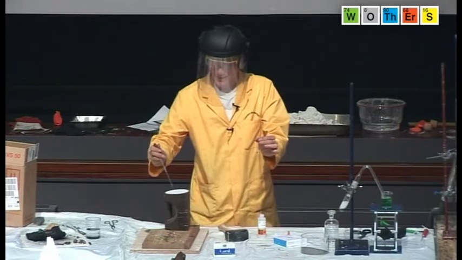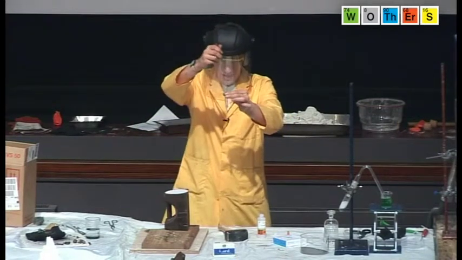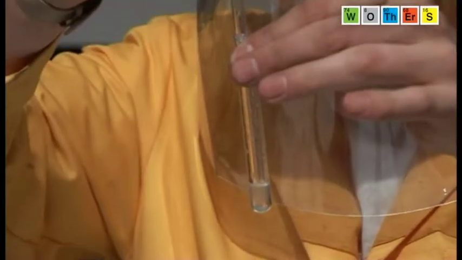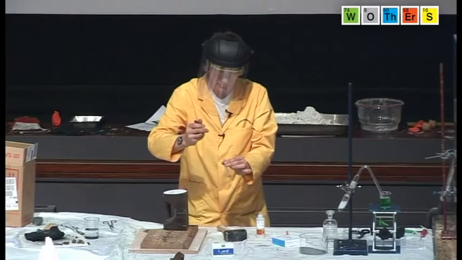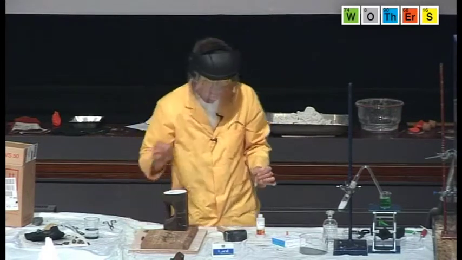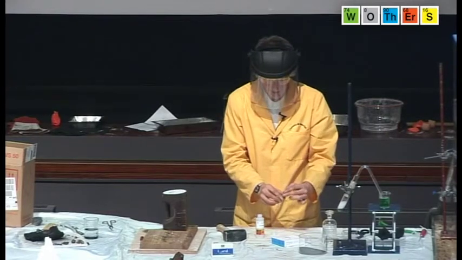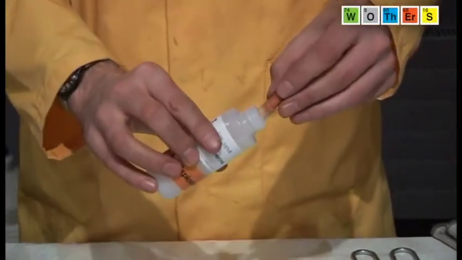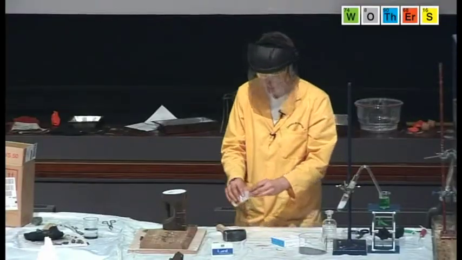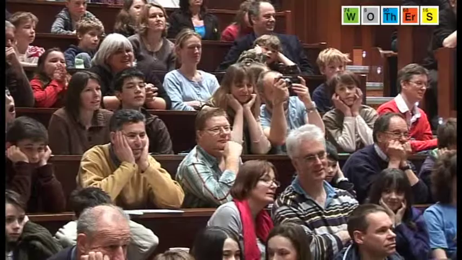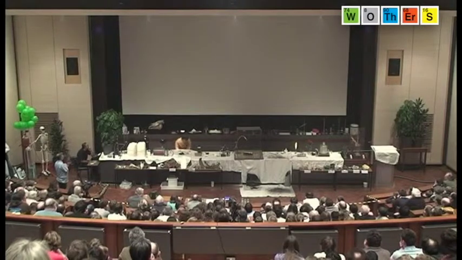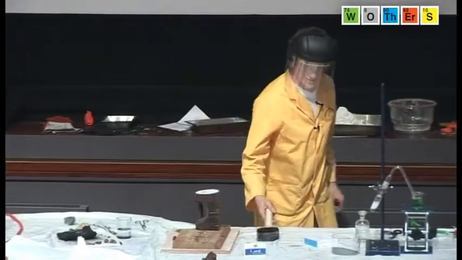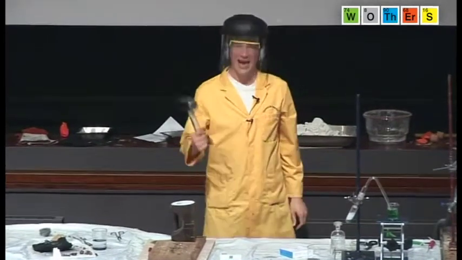Anyway, so I'm going to pick up just a drop of the nitroglycerin and put it onto this piece of filter paper here. And put this safely away. Right. So now I've got my drop of nitroglycerin, and I'm going to hit it with a hammer.